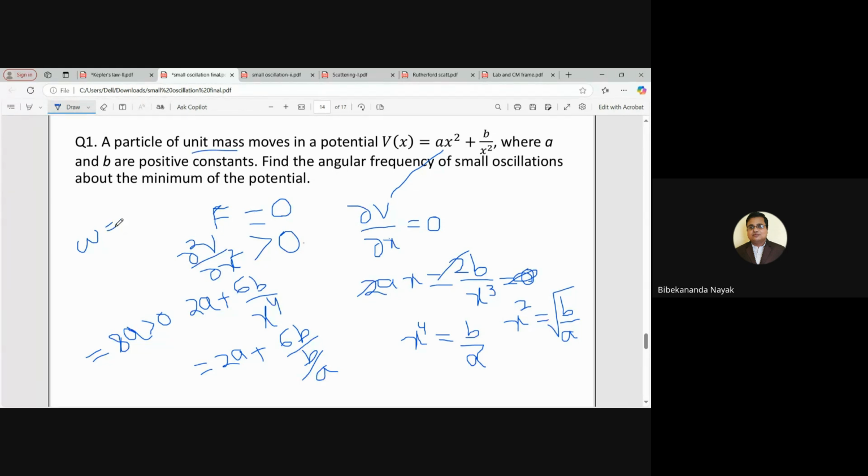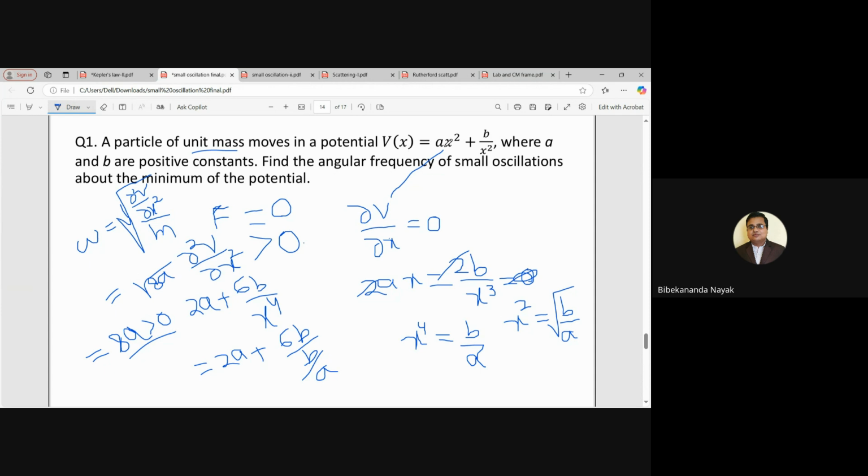We have the formula: del square V by del x square at x equilibrium, at the equilibrium point. What we have already calculated is root 2 over m. But m is unit mass, which means m is 1. So it is only root 2 over of del square V by del x square. Del square V by del x square, we have found, is 8a. So the frequency will be root 2 over of 8a. Okay? Clear? So a potential is given.